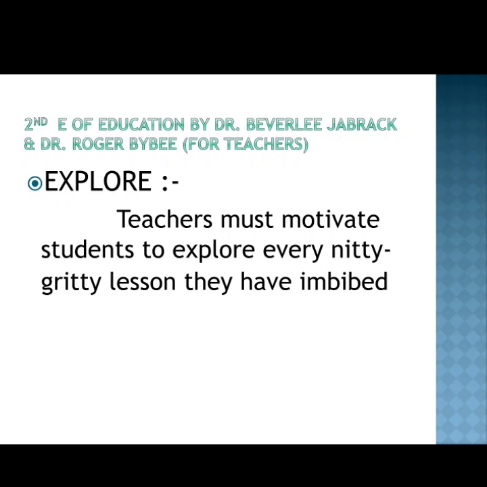that is called exploring. Every teacher must motivate, according to Dr. Roger Bybee, that students should be able, capable, and viable to explore every word, every sentence, every para, and paragraph of education the teacher has taught them, imbibed them, or education will backfire. Otherwise, definitely education is going to backfire and misfire on our face.